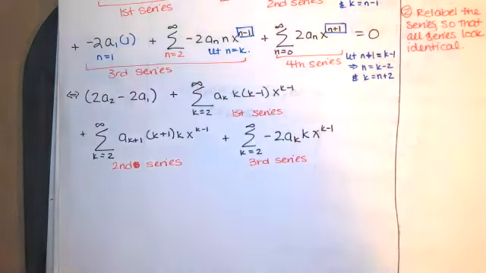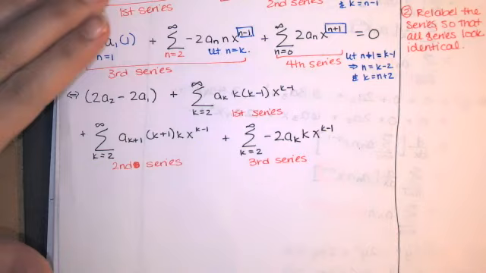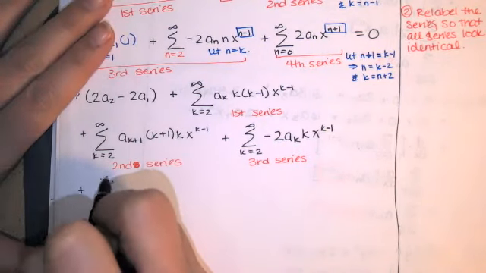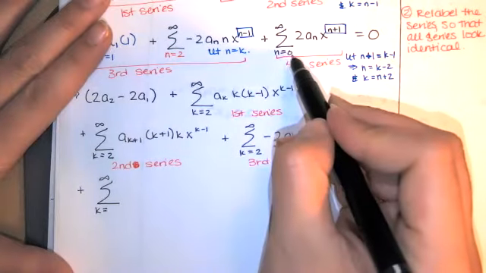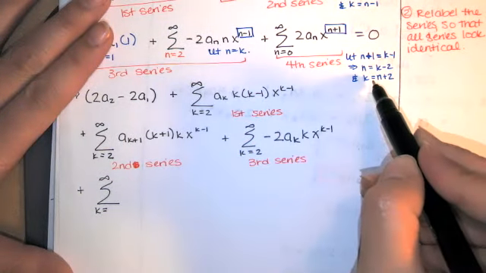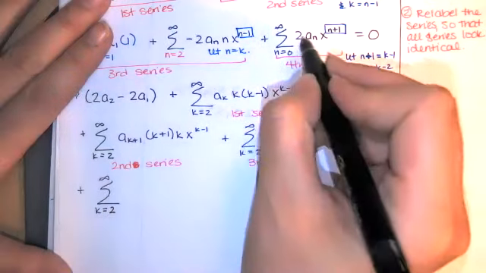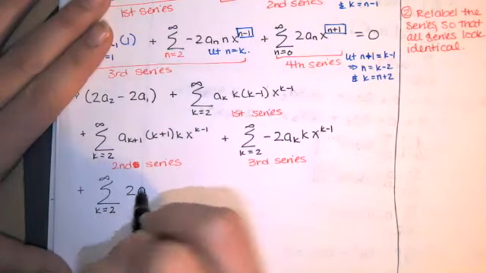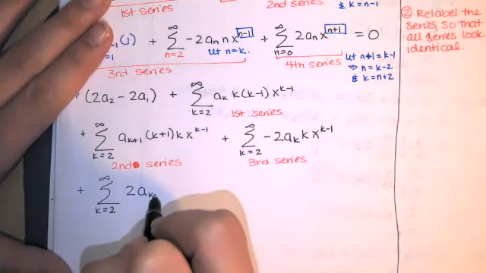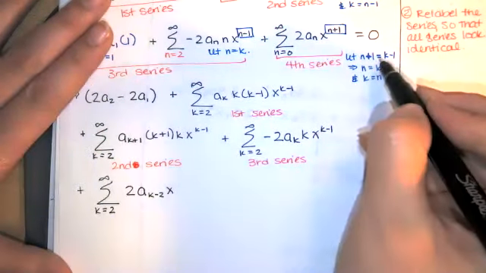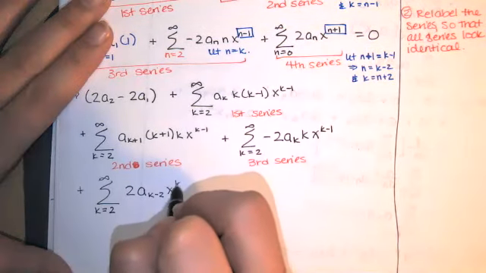And now we want to write this series entirely in terms of k. This is our fourth and final series. When n equals 0, k is 0 plus 2. So k starts with 2. Then we have 2 times a sub n, and n is replaced by k minus 2. And then this is an x to the n plus 1, which is equal to k minus 1.